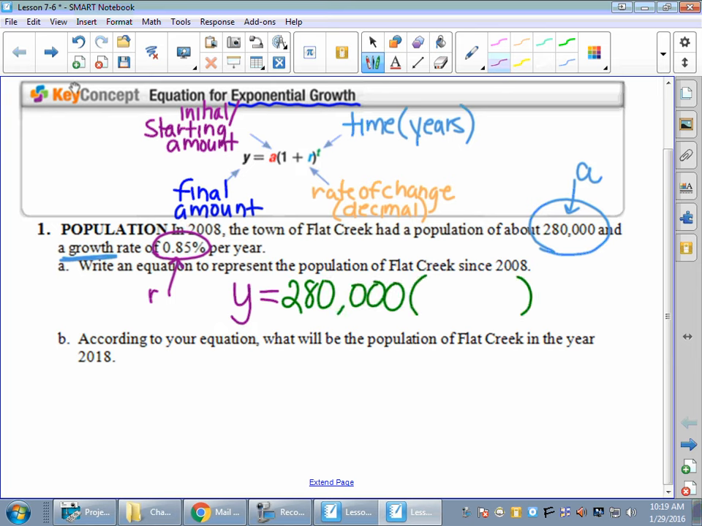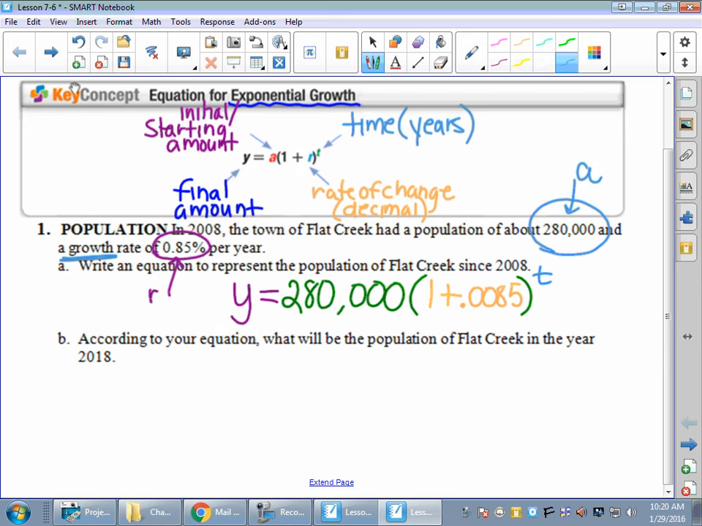parenthesis, 1 plus r. Well, our R value was 0.85%. We need to turn that into a decimal, so move the decimal back 2 places or divide by 100. Feel free to go to your calculator and do 0.85 divided by 100. It will be 0.0085. And we're going to put that to the t power because it didn't tell us how long. So it's going to split it up like this and have you write 2. Part B, it's going to have us tell us how long, how many years we want to know.